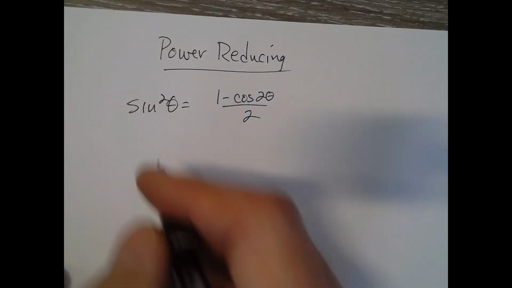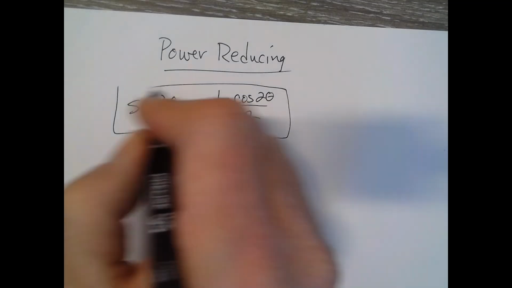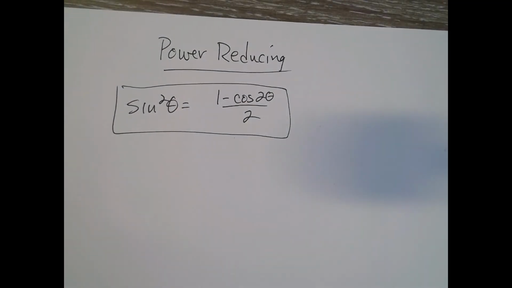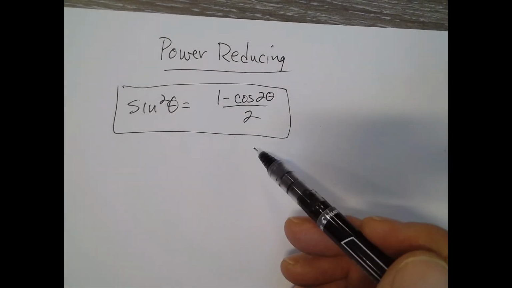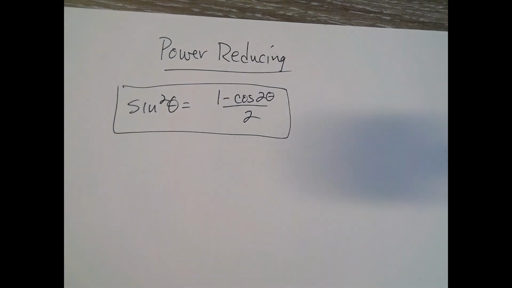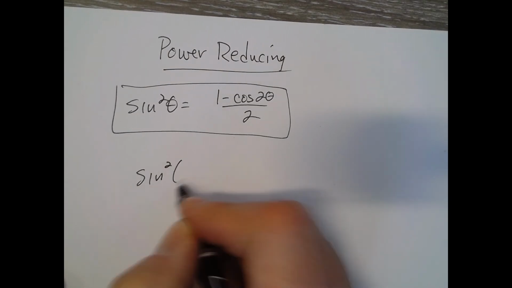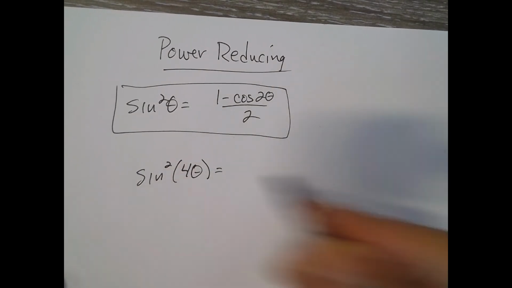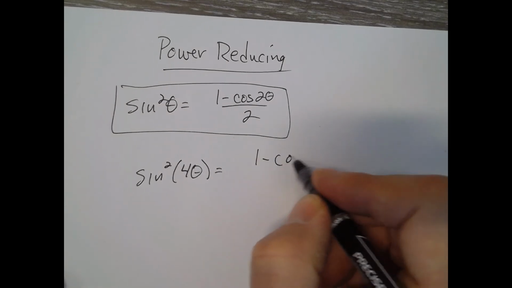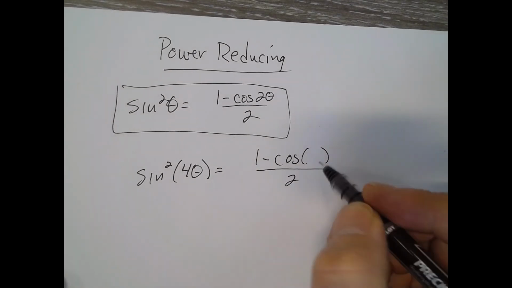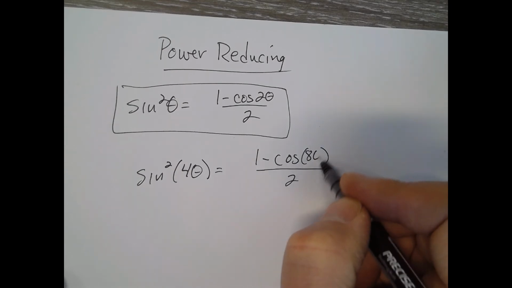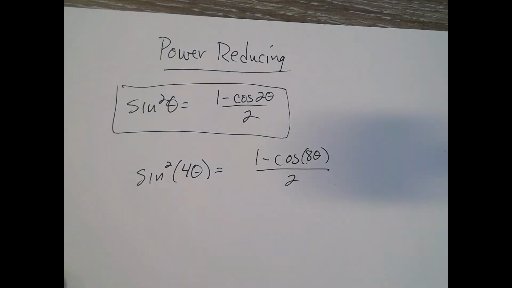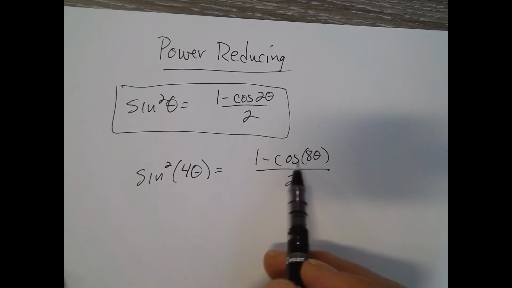So this is the identity for power reduction of sine. If you don't want something being squared, you can reduce it to degree 1 by doing this. So if I have sine squared of 4 theta, then that would equal 1 minus cosine of what? 8 theta. It always just doubles whatever you're taking right there. So sine squared 4 theta is equal to 1 minus cosine of 8 theta.